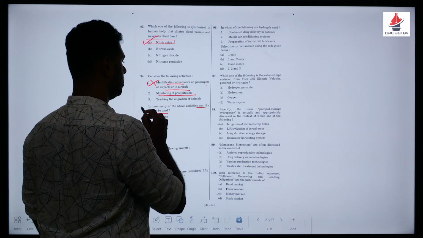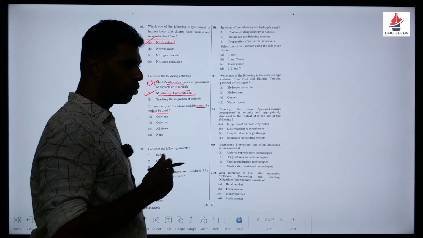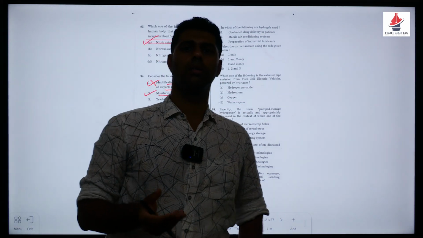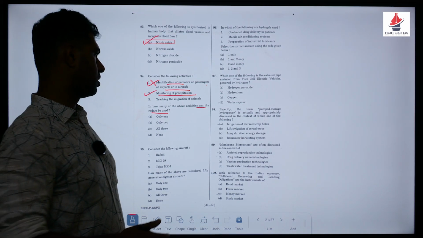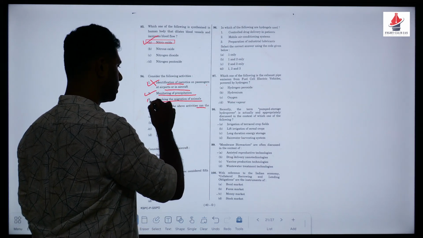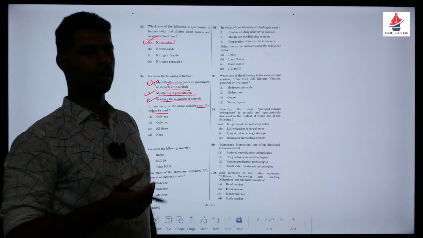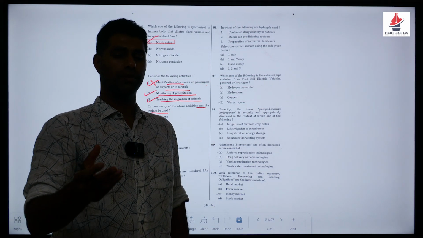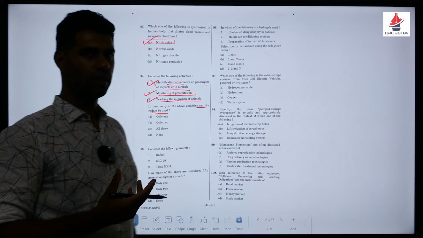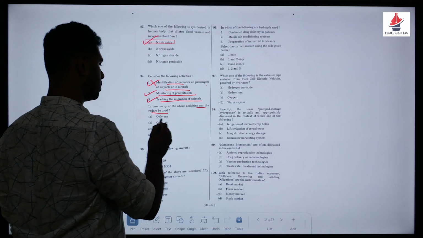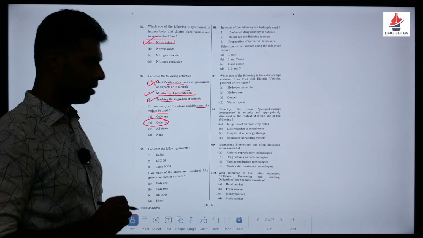Monitoring of precipitation, yes. Doppler radar is generally used to monitor the precipitation. It is one of the most frequently used weather-based radar activities. Tracking the migration of animals, yes, again, we use Doppler radars to track especially birds when they are about to migrate, where they are migrating. All this can be tracked with the help of radars. So answer is only 2, right?